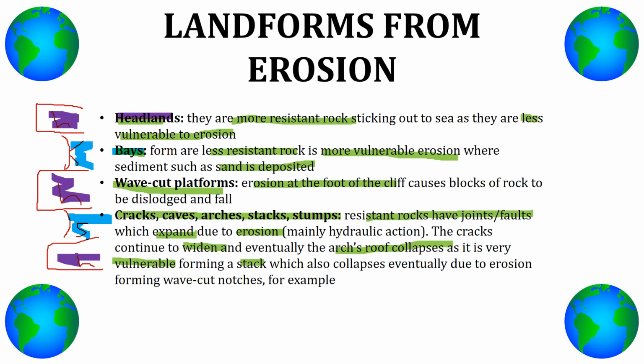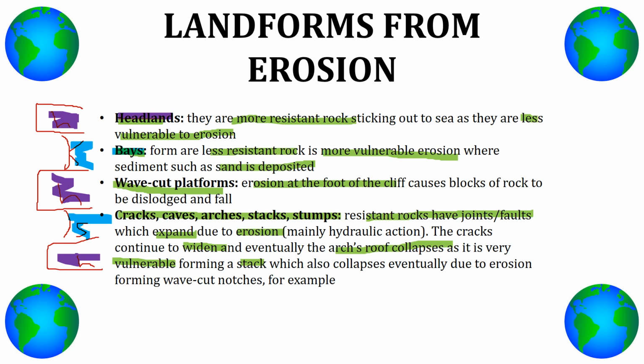So you've got a cliff, you've got cracks, or joints even. Let's make the vocabulary more fancy. Erosion occurs, air gets in, it causes the cracks to expand, dislodges blocks of rock, continues to widen, forming an arch. Eventually the arch of the roof has got nothing below it supporting it, so it becomes vulnerable.